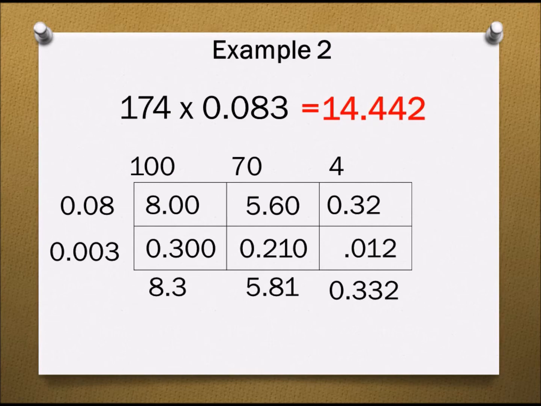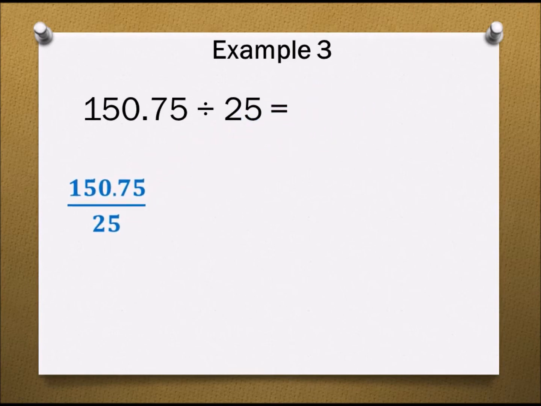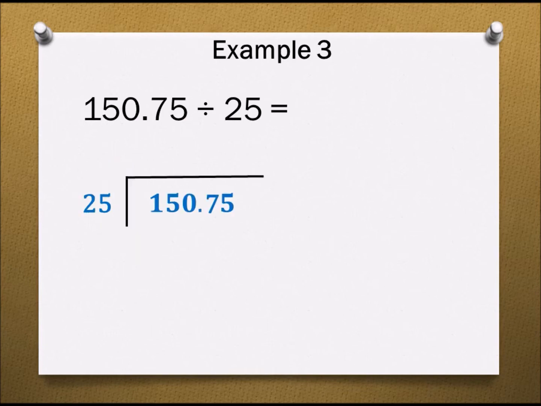So now let's try example 3, which is division. So when we have 150.75 divided by 25, and we write it in fraction, the 150.75 is the numerator, 25 is the denominator. So now we're going to go ahead and bring it over, and it's going to be toppled over to the right side of this. So we know 150.75 goes inside as a dividend. It looks up like this, and the 25 is the divisor.